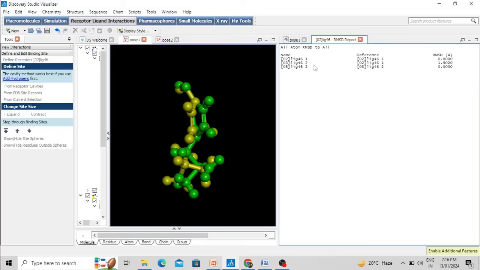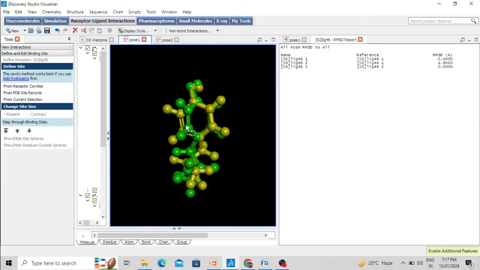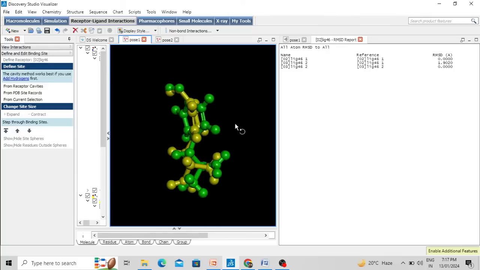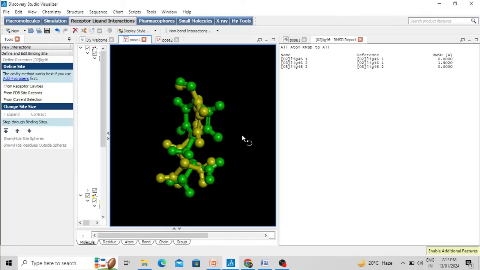So you can see that the first pose is the reference pose whose RMSD is 0. That means it is not compared with anyone. It is itself a reference pose. But the second pose, its RMSD is 1.9. It's under 2 angstrom. That means this pose is very similar to the reference pose. Slightly dissimilar, but quite similar.